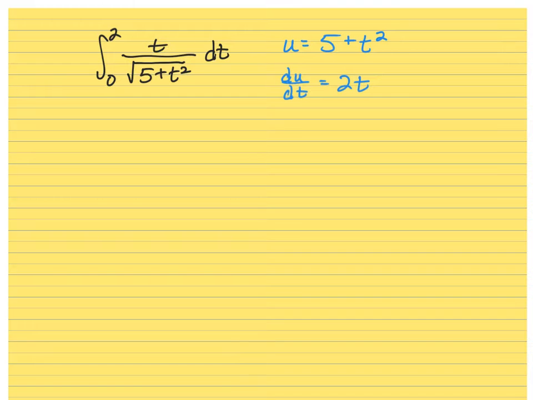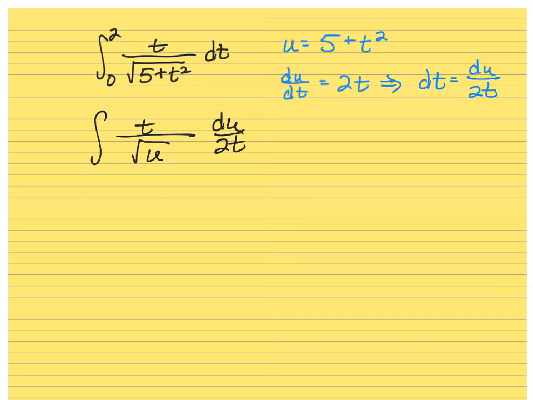Of course, this leads to the fact that what we need is dt. dt equals du over 2t. Okay, and now we're ready to make the substitutions. So I've got a t, I've got a square root. Square root of u, I know that'll be u to the 1/2. And then dt is du over 2t. And look, I can cancel the t's. And I'm in terms of u.